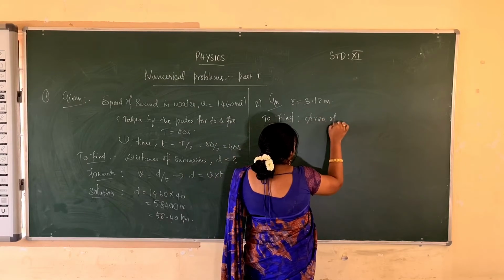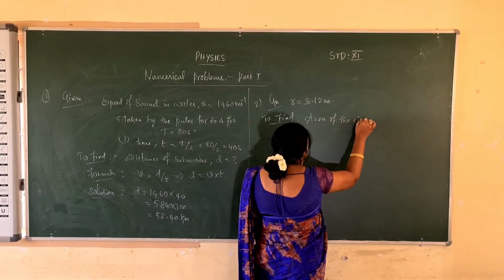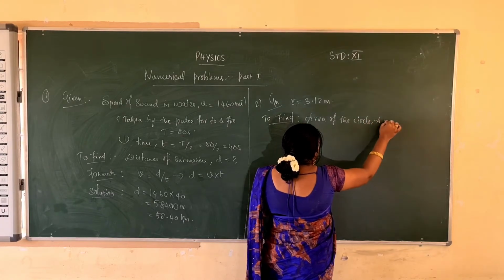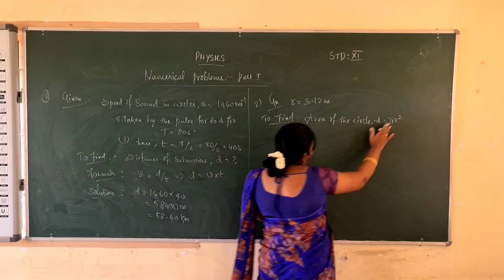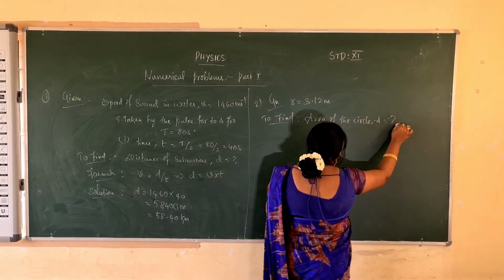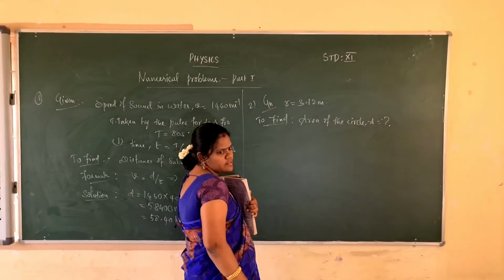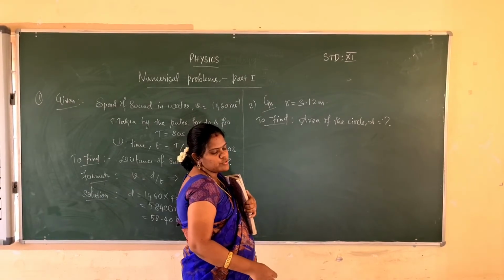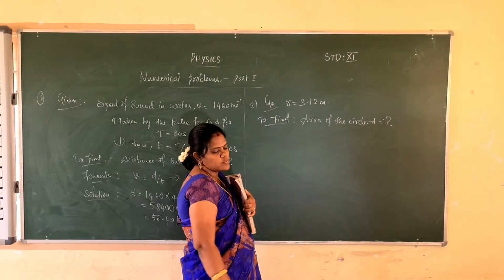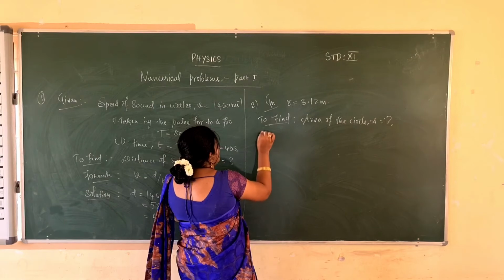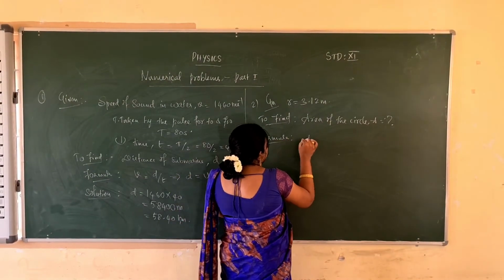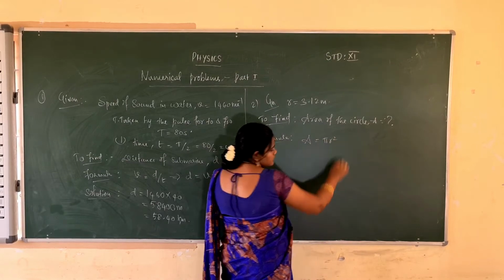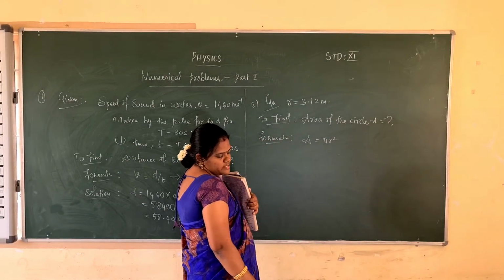Area of the circle. A is equal to pi r square. Okay, so radius of the circle A is equal to question mark. So what's the formula that will be used to solve this problem? Formula: area A is equal to pi r square.